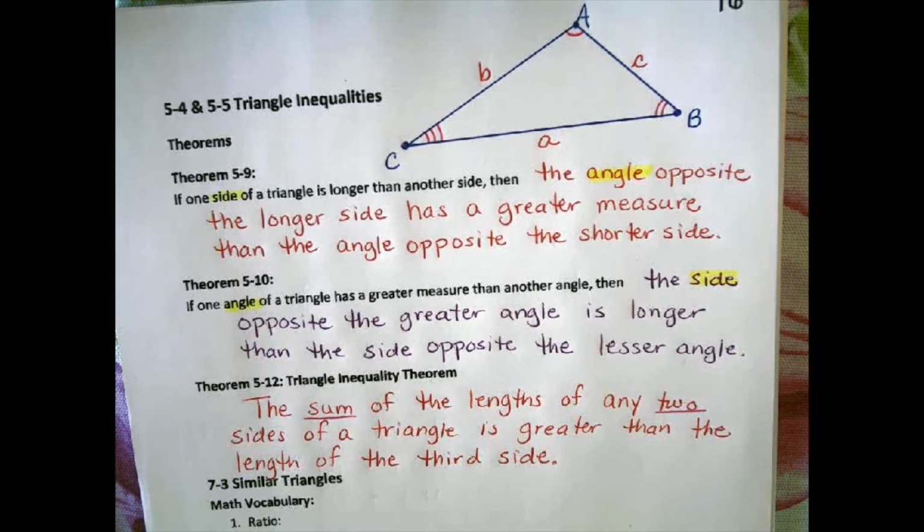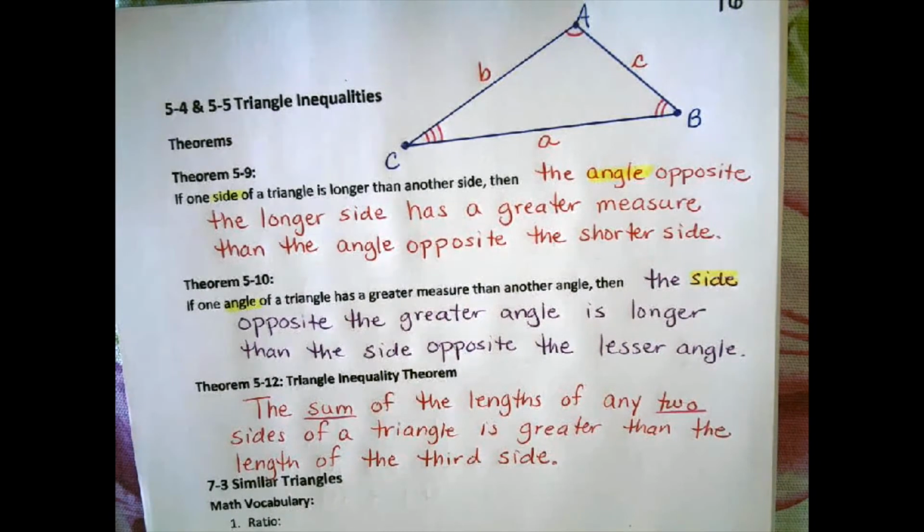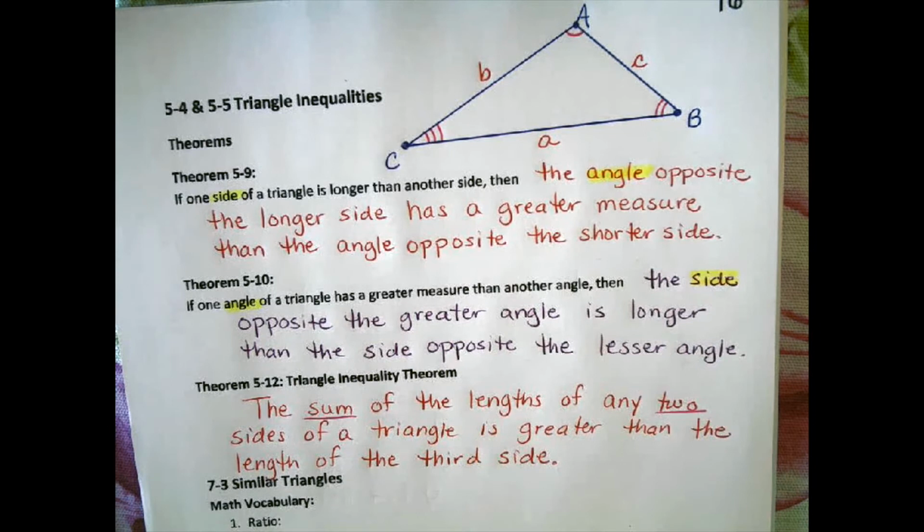Today's lesson is about triangle inequalities. We have three theorems to learn. The first one says that if one side of a triangle is longer than another side, then the angle opposite the longer side has a greater measure than the angle opposite the shorter side.